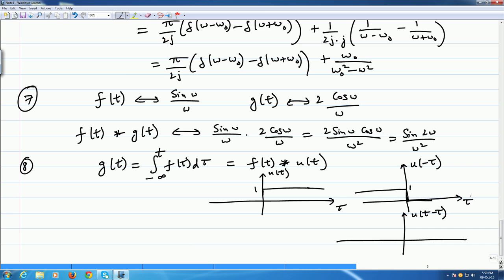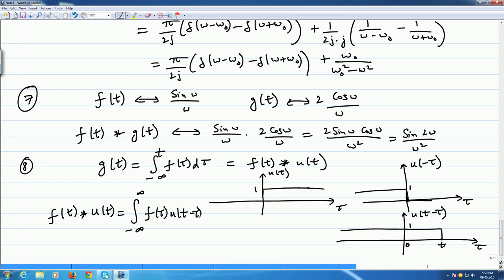It is simply this thing shifted right up to t. So, this is u of t minus tau. So, what is the convolution of f of t with u of t? It is the integral from minus infinity to infinity of f of tau u of t minus tau d tau.